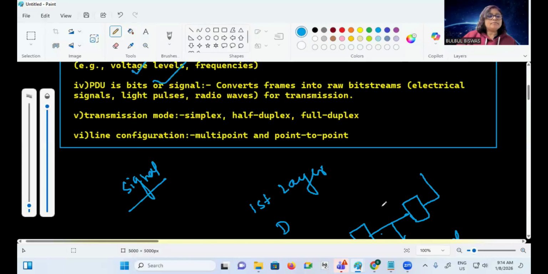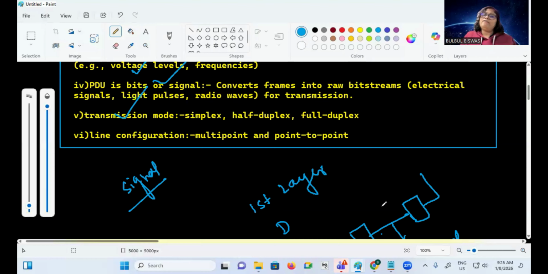Now, in this layer, the transmission mode is also decided. What is the transmission mode? In networking videos, I told you, transmission mode means the direction of signal flow. It may be simplex, half duplex, or full duplex. Simplex means one-way communication, which is highly prohibited in the data communication system.